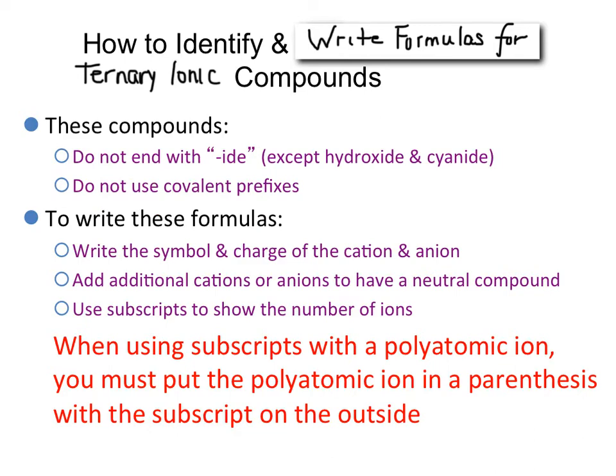How do we write the formulas? We're going to do the same thing we've done before. Take the symbol and the charge of the cation and the anion, add additional cations and anions to maintain neutrality, or use the crisscross method, and remember the subscripts will show us the number of ions needed for that neutrality. The only difference is when using subscripts with a polyatomic ion, you have to put the polyatomic ion in parentheses and the subscript goes on the outside.